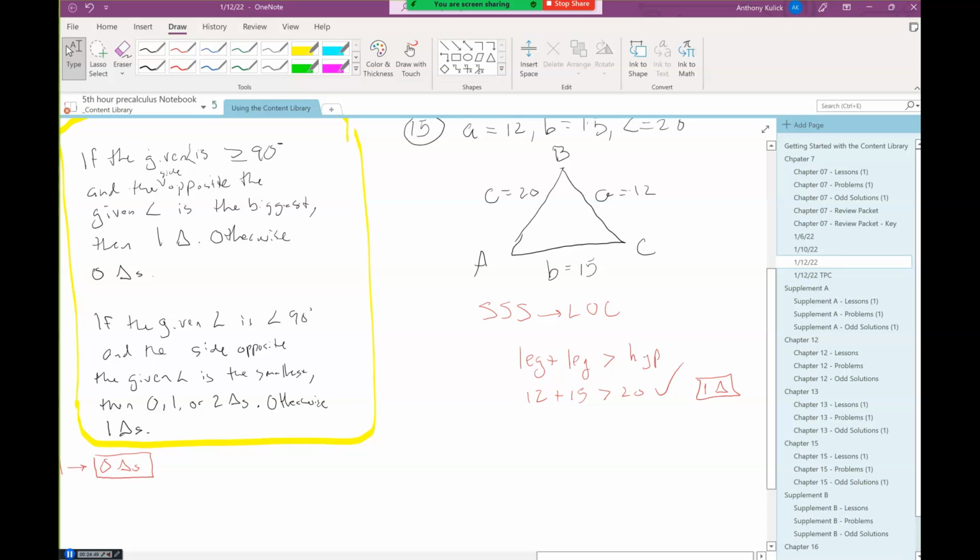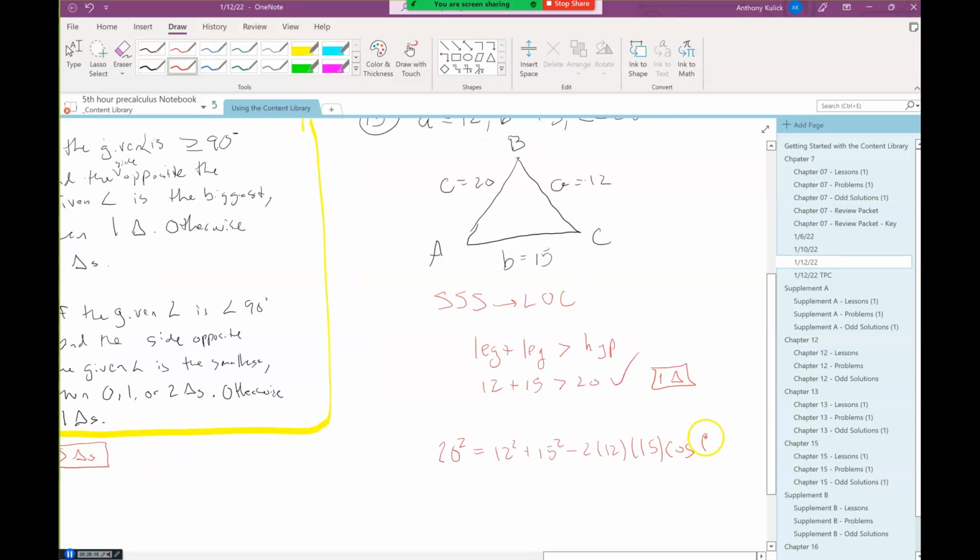Because side lengths are proportional to the angle measures. So since side C is the biggest side, I know angle C is going to be the biggest angle. So when I use the law of cosines now, solving for angle C, I'm going to have C squared is equal to A squared plus B squared minus 2 times A times B times cosine C.